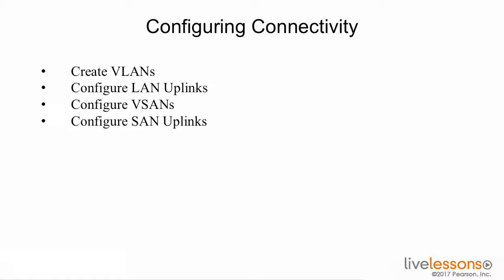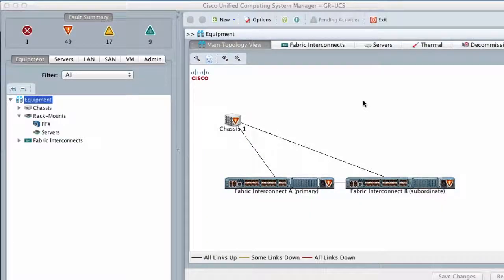Next, we're going to configure our SAN uplinks. And finally, we're going to explore other uplink options. Let's go to the console. Here I have my UCS console. And we're going to go through this in greater depth a little later in this lesson. But right now, we're going to start by creating VLANs.